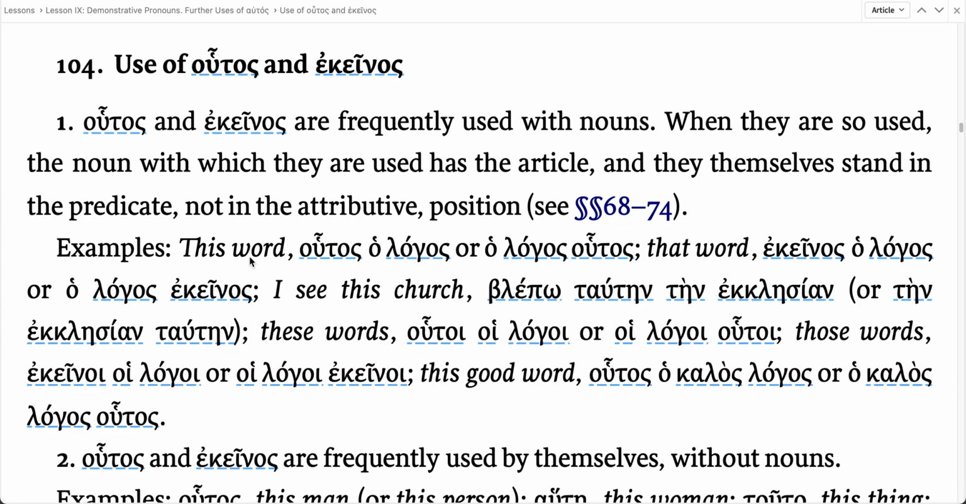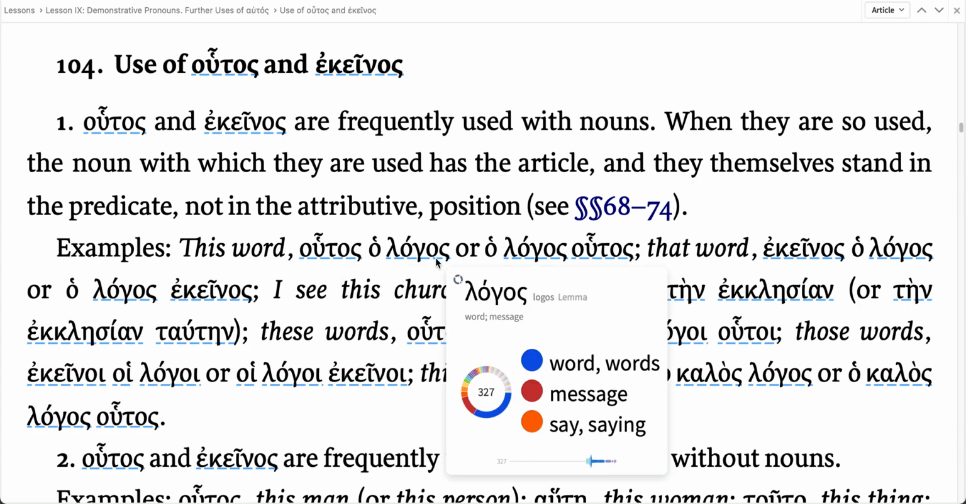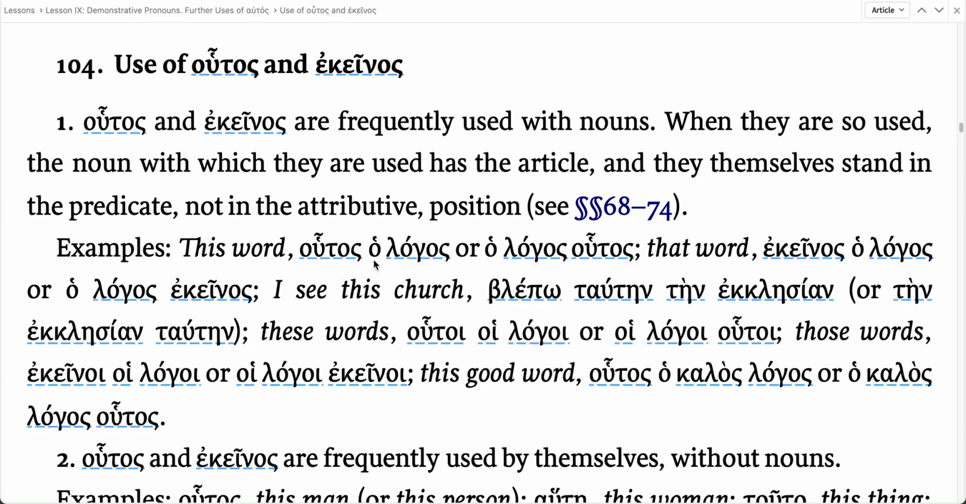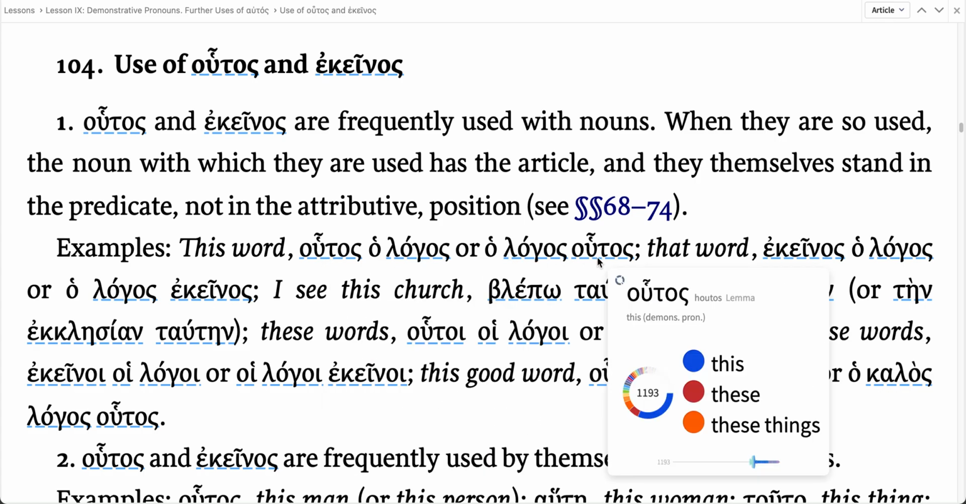So you could say houtos ho logos. You would think to translate this, the word is this, right? You think it acts like an adjective, but it doesn't. It's not going to have an article with it. So it doesn't function like an adjective. Again, it's like a pronoun. So it comes under the classification of pronouns, not adjectives. And so what you want to understand is this is the way it's going to look. Houtos ho logos, this word, or ho logos houtos. Either way, this word.